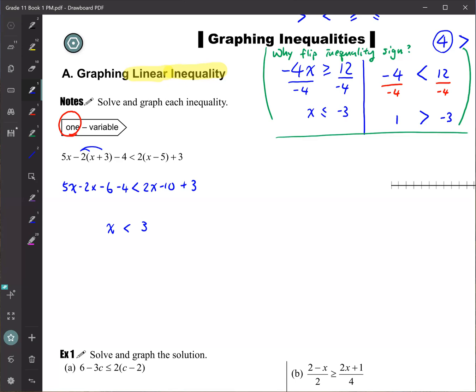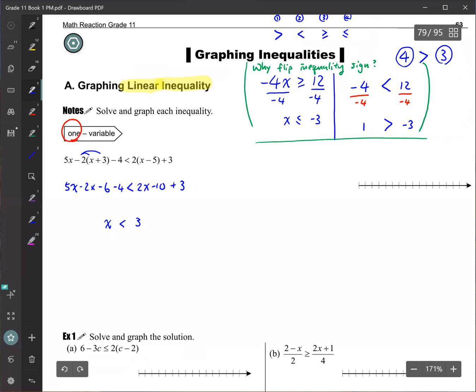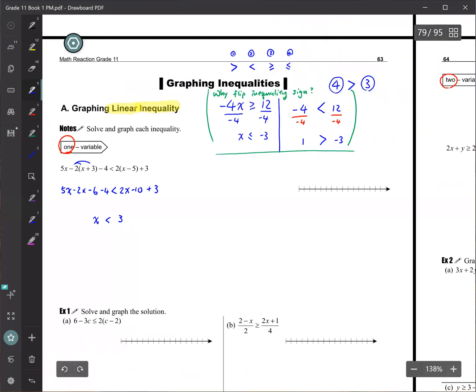All right, so if x is less than 3, this one we don't need to do any flipping, right? There's no dividing by a negative. So now we just need to graph, right? Here is solving, right? Solve is this part. We solve for the answer, and then we want to show the answer by graphing. So you'll need to do this as well for homework.